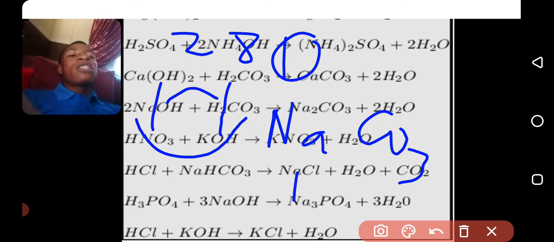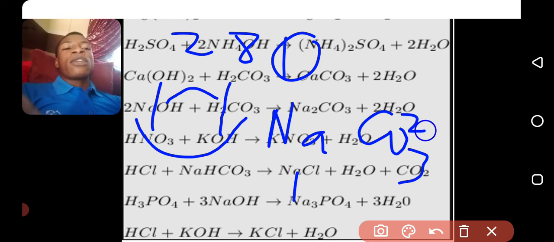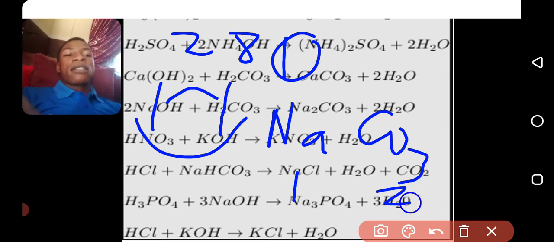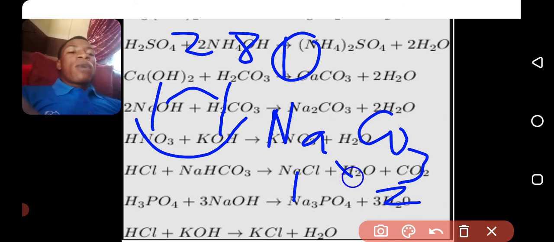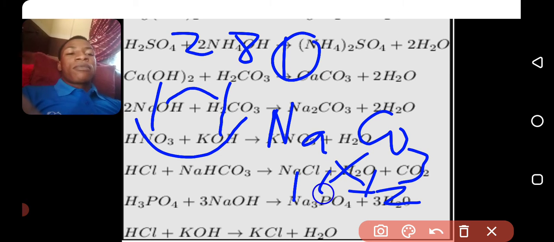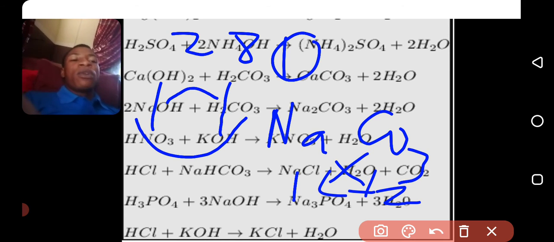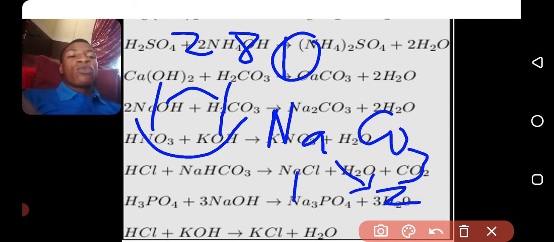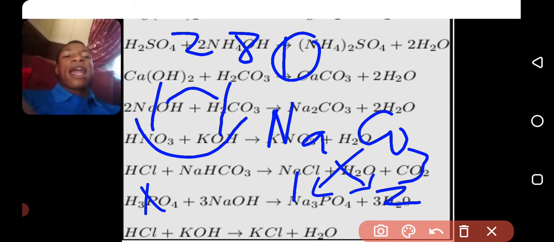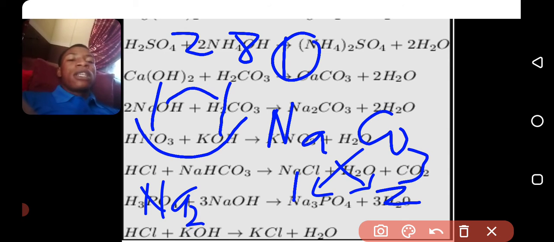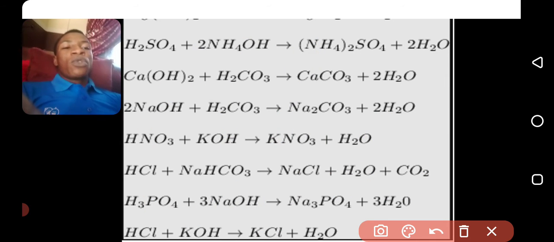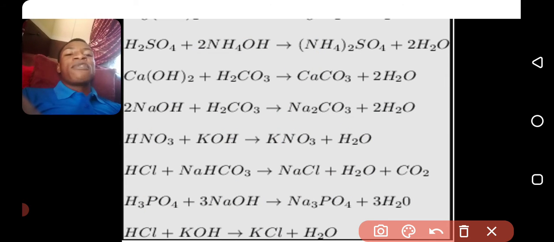So CO3 is 2 minus. The valency, as you can guess, will be 2. So when you exchange their valencies, that will give you Na2, CO3, only 1. Na is 2, CO3 is 1. So that is how we arrive at Na2CO3. So you can do a similar thing for the rest.